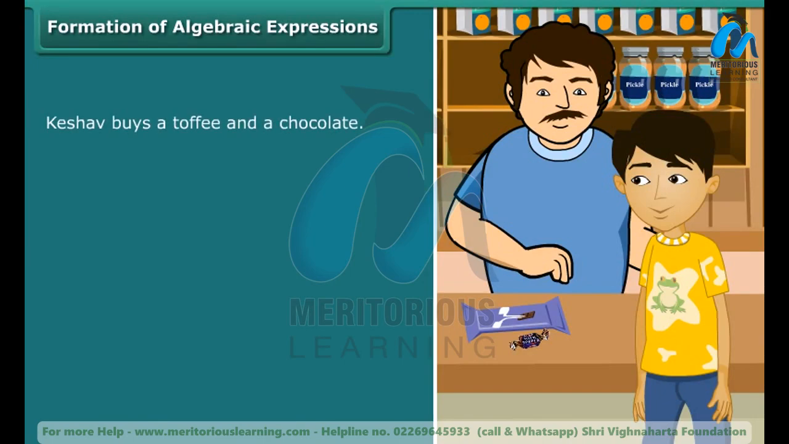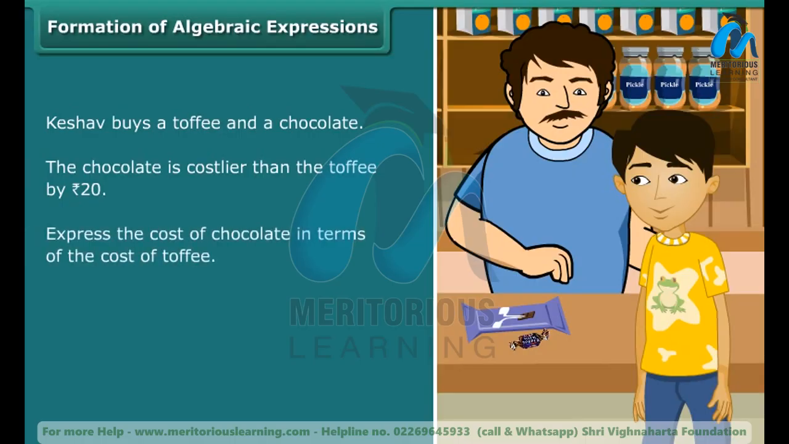Keshav buys a toffee and a chocolate. The chocolate is costlier than the toffee by 20 rupees. Express the cost of chocolate in terms of the cost of toffee. If the cost of toffee is X, cost of chocolate is equal to X plus 20.